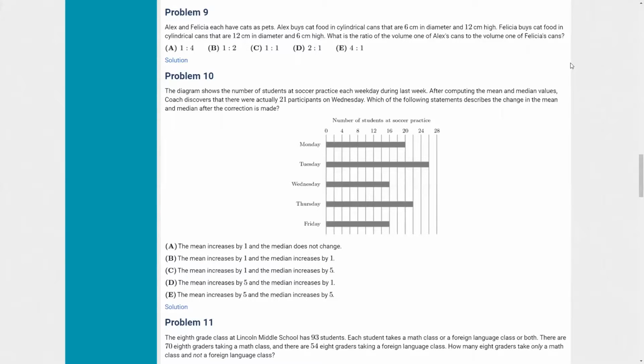So let's just write down these numbers beside the bar graph. On Monday there are 20, on Tuesday there are 26, on Wednesday there are 16, Thursday there are 22, and on Friday it is reported that 16 players showed up. So we have these numbers, and all we know is that on the second set of data, we need to replace the 16 on Wednesday with 21 because there are actually 21.